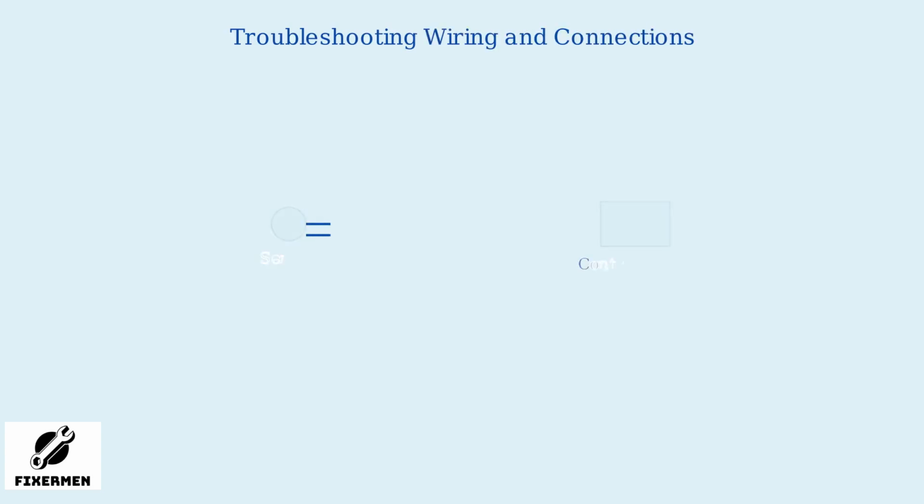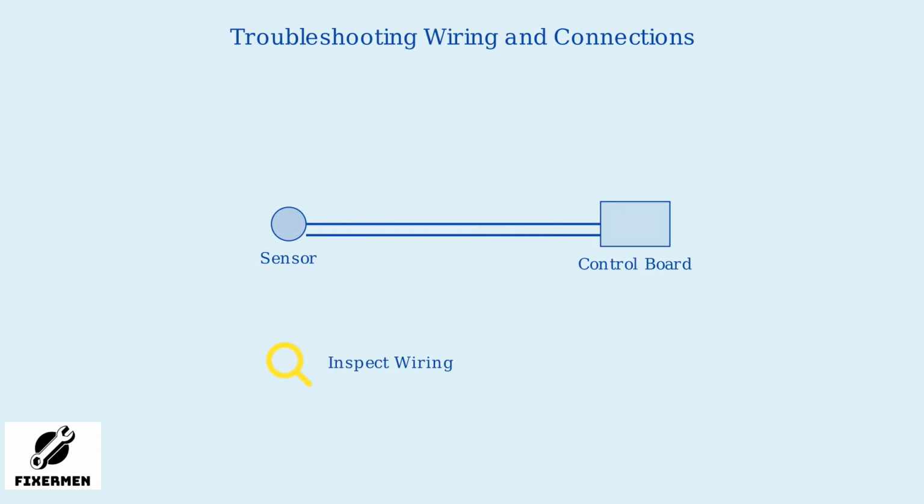Wiring issues are a frequent cause of the F2 error. Carefully inspect the wiring connected to the sensor for any signs of shorts, corrosion, or loose connections. Use electrical contact cleaner to clean corroded connections. Ensure the wires are securely connected to both the sensor and the control board. Sometimes, simply reseating the connections can resolve the issue. HVAC technicians' surveys show that 40% of F2 calls are wiring-related, highlighting the importance of this step.